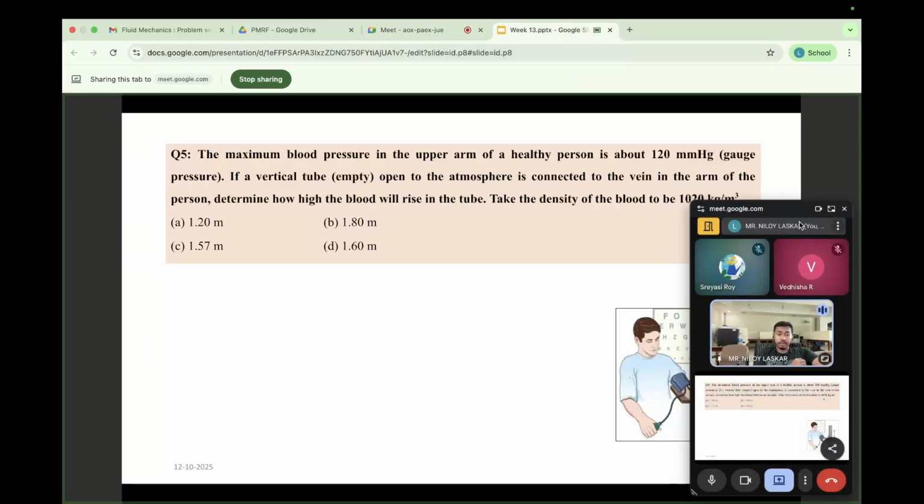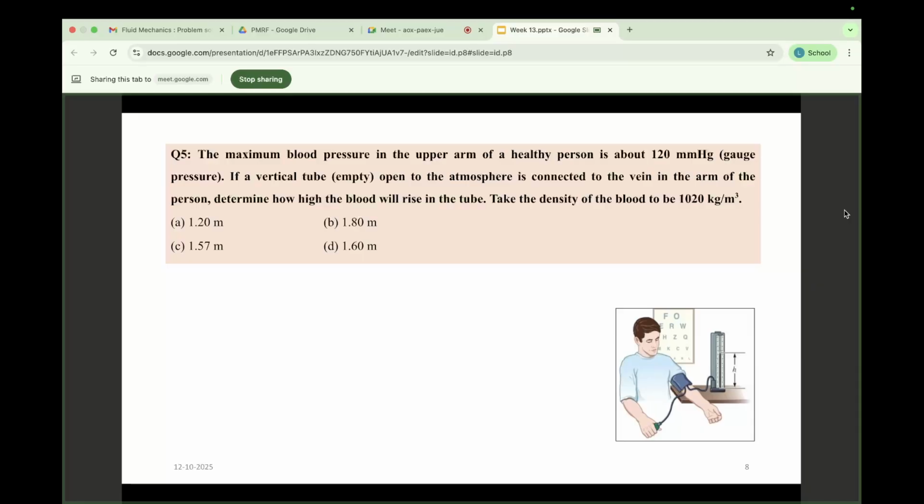I think you haven't understood this, so I'm just showing you. Basically, as it measures the pressure, whatever may be the pressure of the mercury, the pressure of blood should be equal. So what will be the pressure of the mercury? It should be rho of mercury into G into H of mercury. Similarly, it should be rho of blood into G into H of blood.